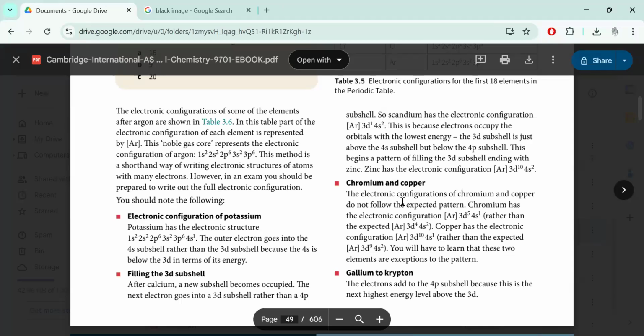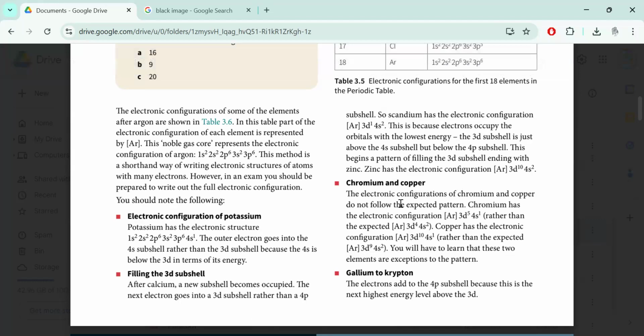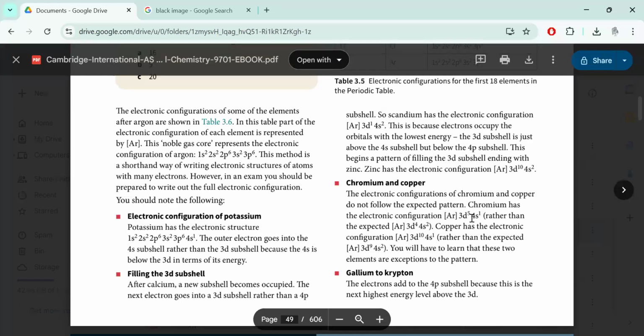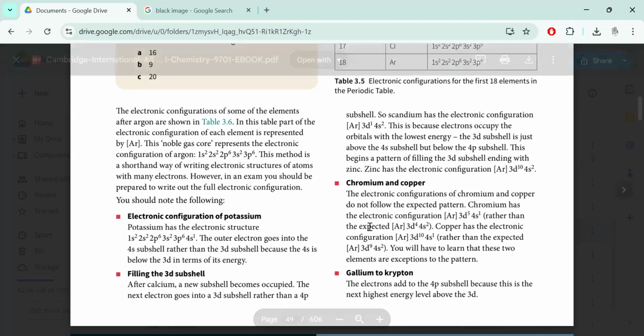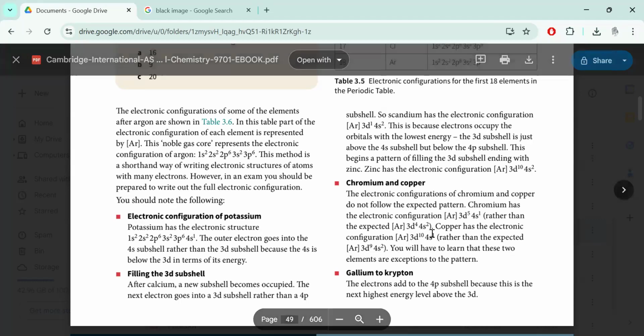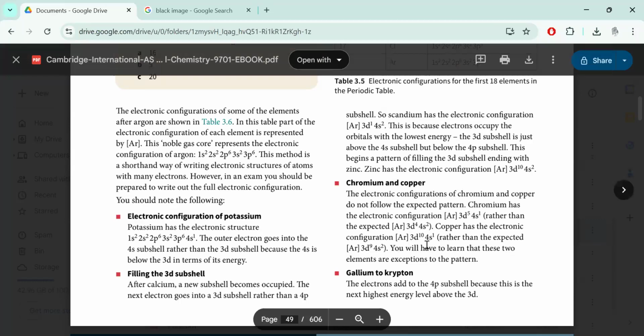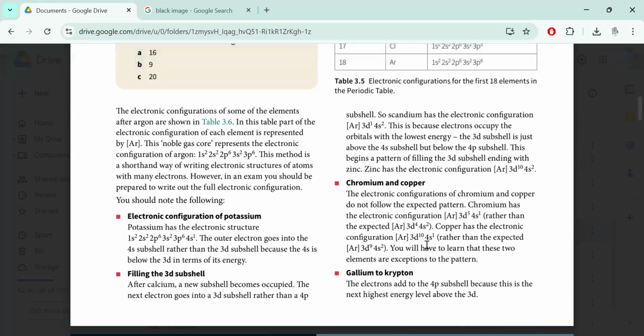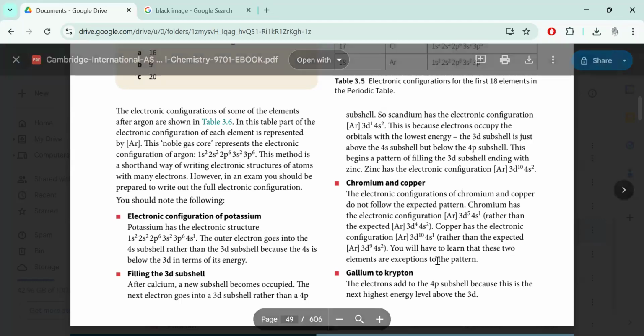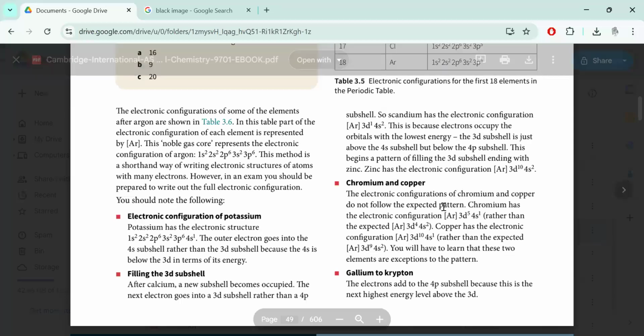The electronic configurations of chromium and copper do not follow the expected pattern. Chromium has the electronic configuration of Ar 3d5 4s1 rather than the expected Ar 3d4 4s2. Copper has the electronic configuration of 3d10 4s1 rather than the expected 3d9 4s2. So you will have to learn that these two elements are exceptions to the pattern. This is our exception.